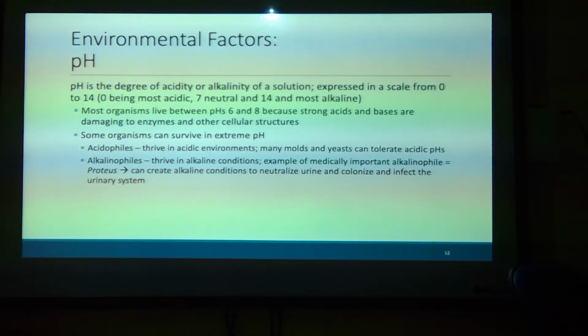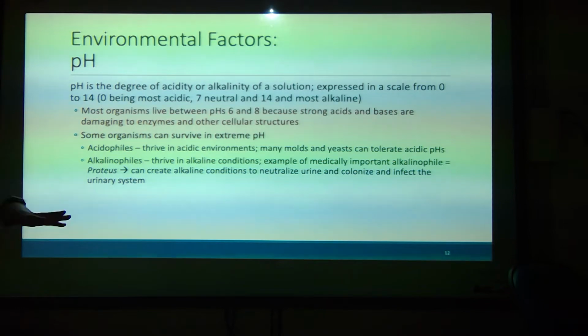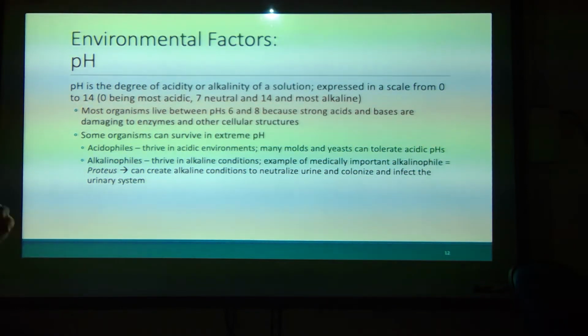Most organisms, or actually, I'm sorry, sodium hydroxide. Sodium hydroxide is the most alkaline. Most organisms live between 6 and 8. And the reason for that is because if you get into strong acids or strong bases, it's going to be damaging not only to things like enzymes, but the structure of the cell will also fall apart. Acids can melt your skin. So can highly alkaline sodium hydroxide. So it can be very, very damaging.